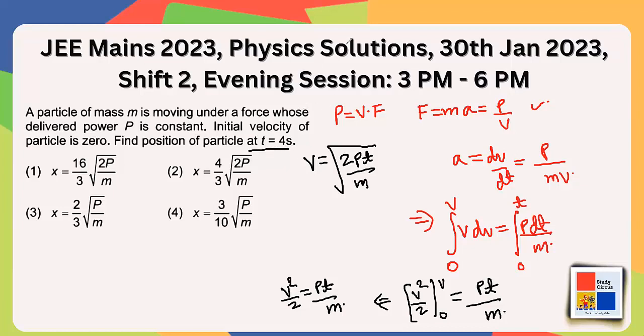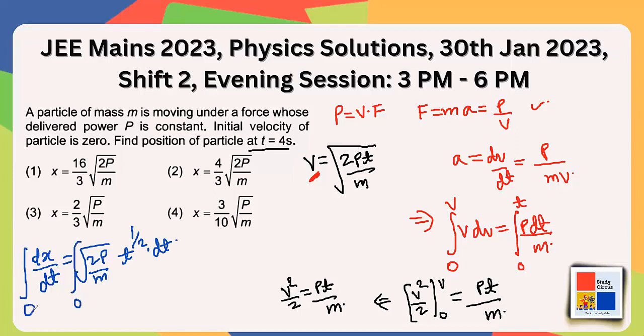So we can again make one more differential equation. This v I can write as dx upon dt. This v is nothing but dx upon dt. So I can make this one as dx upon dt, that is the velocity, is square root of 2P upon m. This is a constant. And this is root t, that is t to the power 1 by 2, dt. Integrate. And here we have to assume that initially the particle was at x is equal to 0. And at time t is equal to 4 we need. So let's say x is the position at time t is equal to 4.